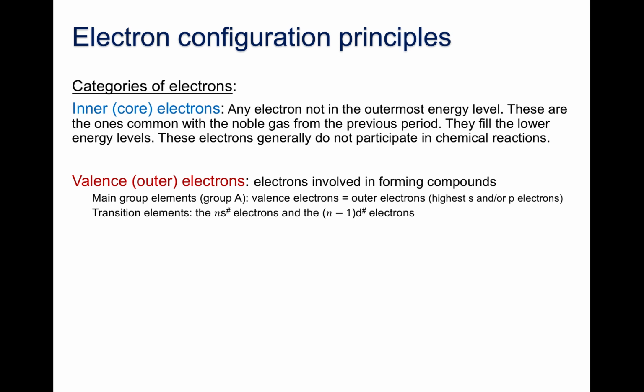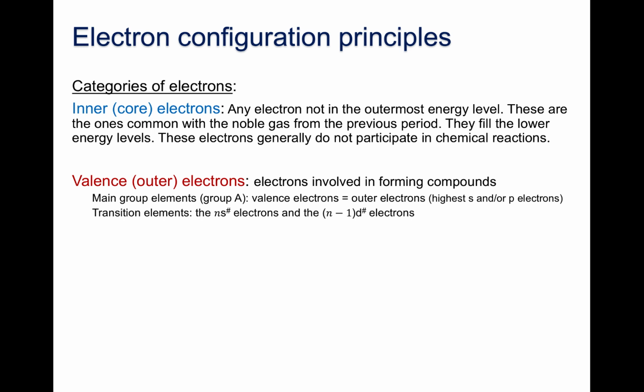They're not going to participate in chemical reactions because generally they're unavailable to. They're too close to the nucleus. The ones that are available for reacting are the ones that are on the outside of the electron cloud. And so essentially we call those the valence electrons. Now valence and outer are not exactly synonyms, but we're not going to go into detail about what the specific difference is between a valence electron and an outer electron. But just know that the valence electrons are the ones that are involved in forming compounds. Those are the ones we tend to care about the most.